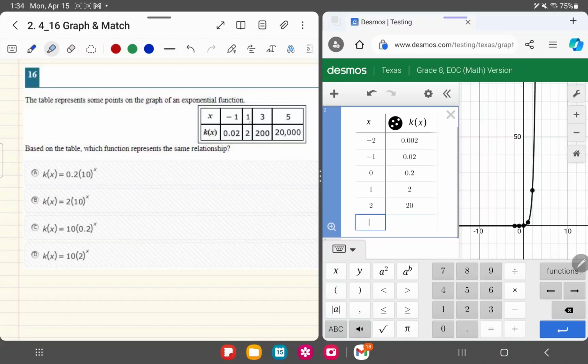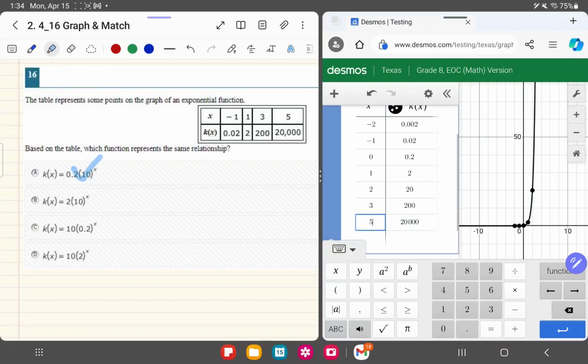I go again back to my table, 1 equals 2. 1 equals 2, that's perfect, but we need 3. So I'm going to type in 3. 3 equals 200, that works. And the last one is 5, so I put 5. 20,000. So there you go, my answer is that one.